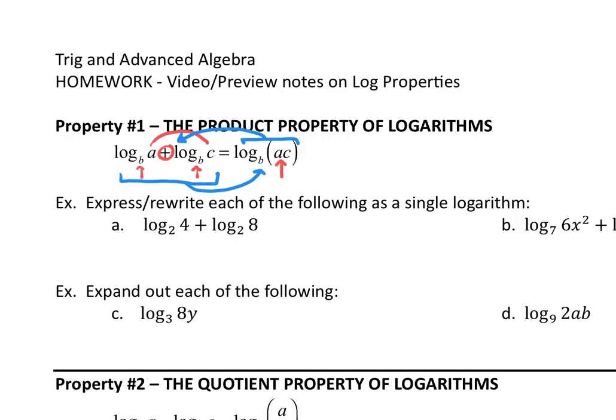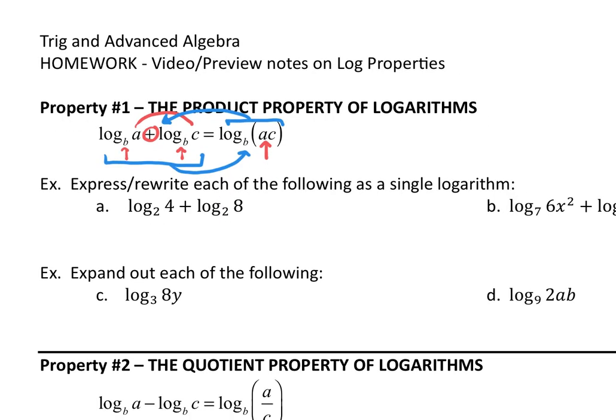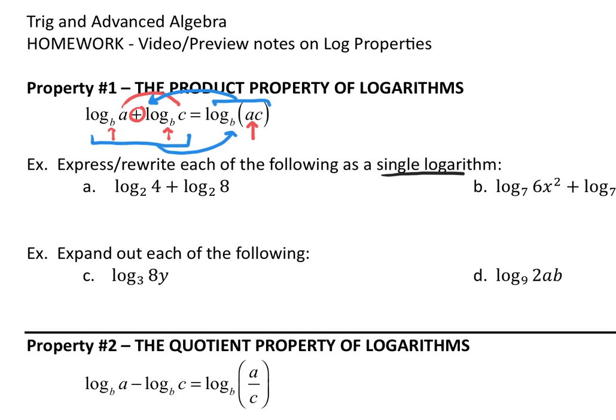So looking at the first example, we have 2 logarithms. I want you to write it as a single logarithm. Check to make sure the bases are the same. As long as they're the same, we can look at the sign in the middle and it's a sum. So when you have plus, we think product property. So we're going to say log base 2, the base will never change, of the 2 arguments multiplied together.